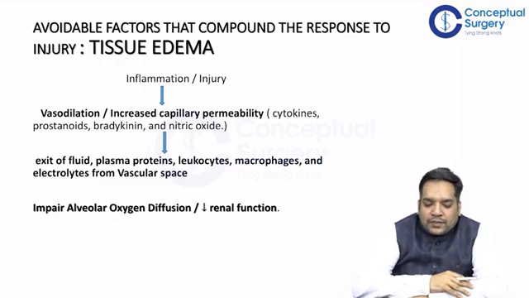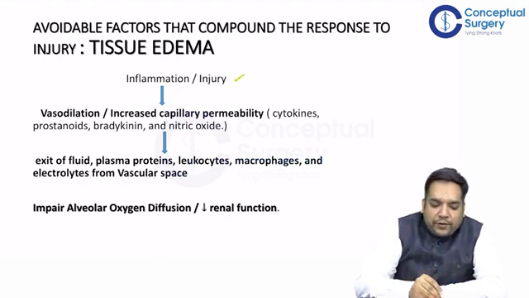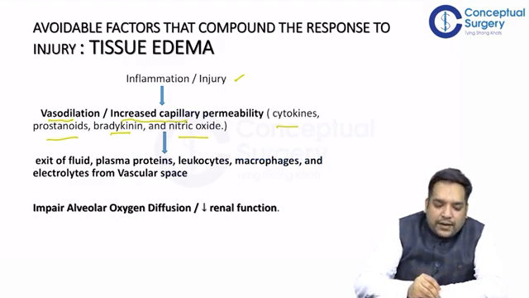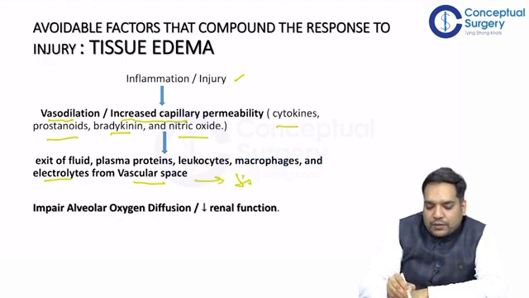So how does the tissue edema compound the injury? It is seen that in case of inflammation and injury, there is vasodilation or increased capillary permeability, and this is caused by cytokines, prostanoids, bradykinin, and nitric oxide. This increased vasodilation and capillary permeability leads to exit of fluid, protein, leukocytes, macrophages, and electrolytes from the vascular space, and this leads to tissue edema, right?